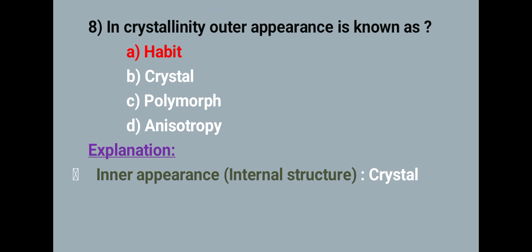Now coming to 8th question. In crystallinity, outer appearance is known as option A, habit, option B, crystal, option C, polymorph, and option D, anisotropy. The correct answer is option A, habit. So in crystallinity, the external structure or outer appearance is known as habit, and the internal structure or inner appearance is known as crystal.